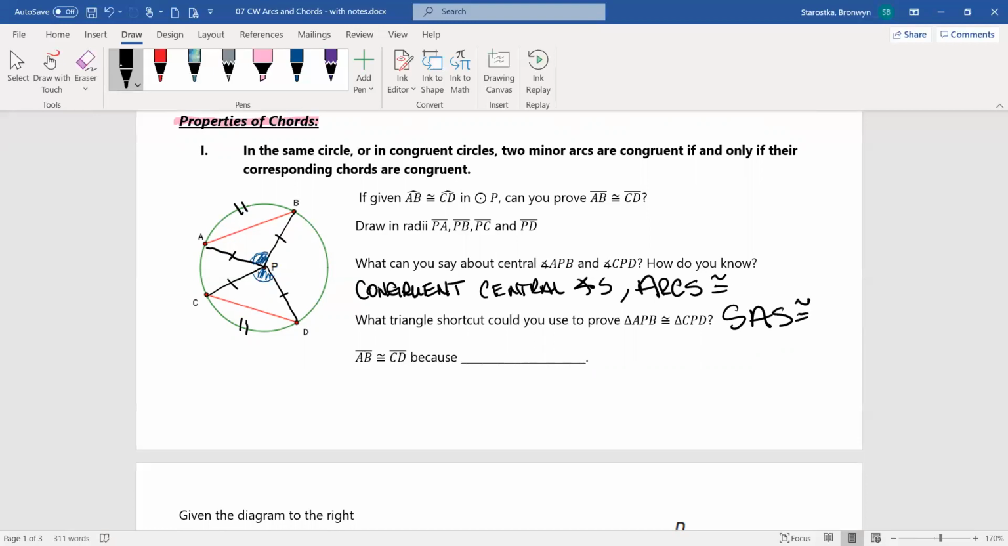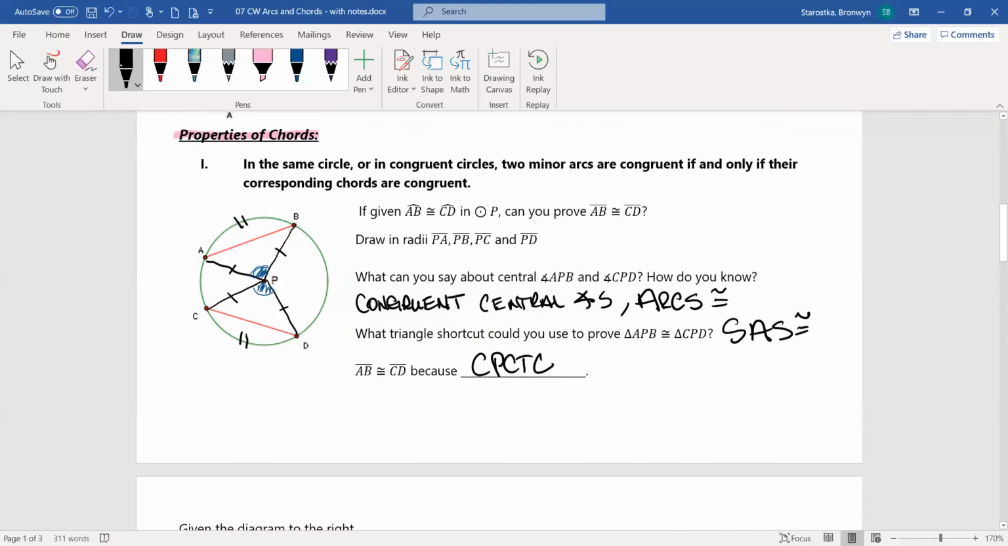And because the triangles are congruent, would not AB and CD be congruent by CPCTC? Corresponding parts of congruent triangles are congruent. If the triangles are congruent, then any corresponding parts that we didn't use previously must be congruent too. So that's the first one. If the arcs are the same, the chords are the same. If the chords are the same, the arcs are the same.